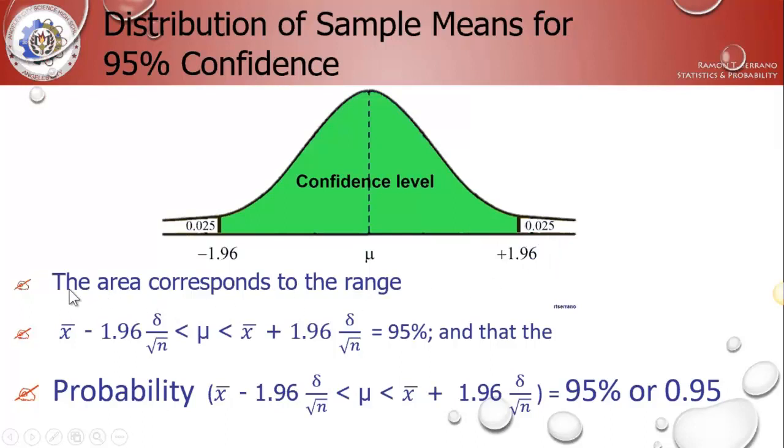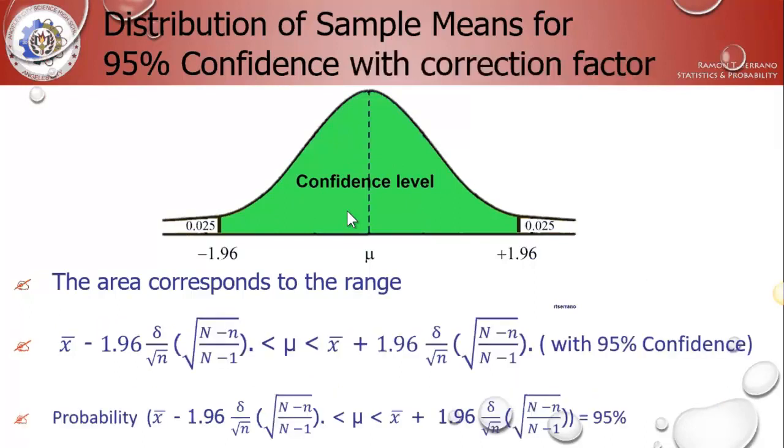Okay, so the confidence interval will be from x bar minus 1.96 multiplied by sigma over square root of n to x bar plus 1.96 multiplied by sigma over square root of n. And the probability of having your mean within that range is 95% or 0.95. Okay? That is what it means when your confidence level is 0.95 or 95%.